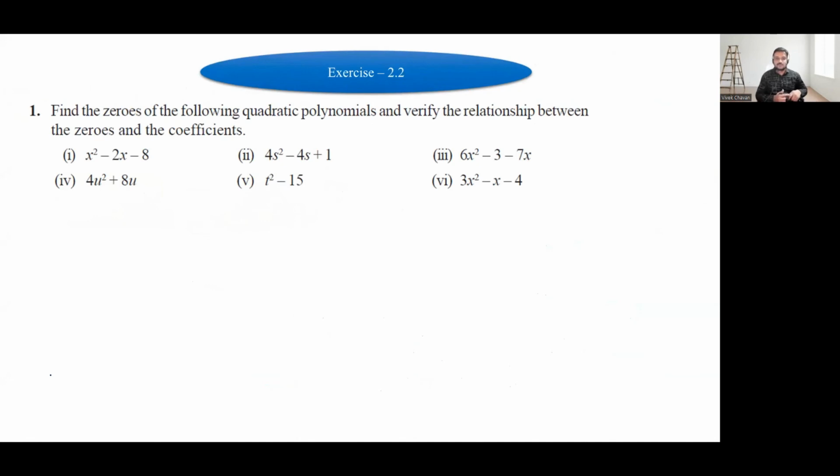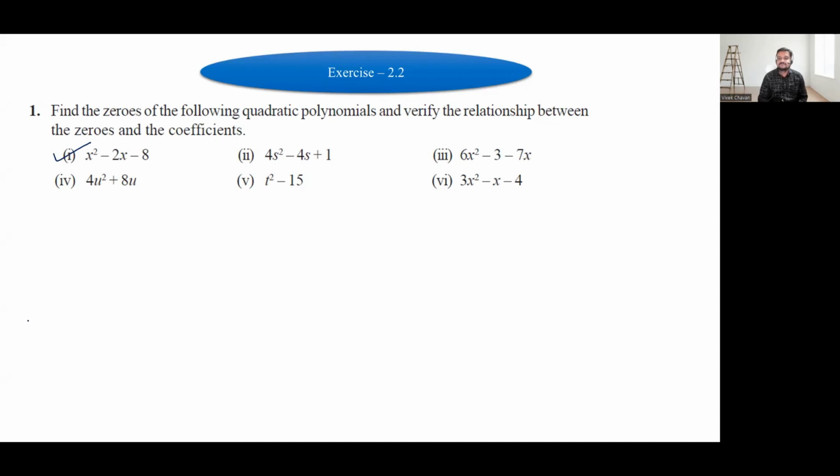Exercise 2.2. Now what they have given in the first question. Yes, who would like to try this first one? It is quite easy. Find the zeros of the following quadratic polynomial and verify the relationship between the coefficients and zeros. Just raise your hand so that you'll tell me the steps for the first one. I will write it for you on the screen and we'll do it together.